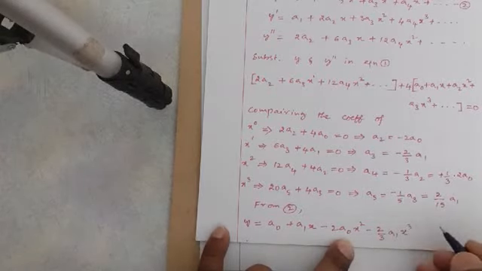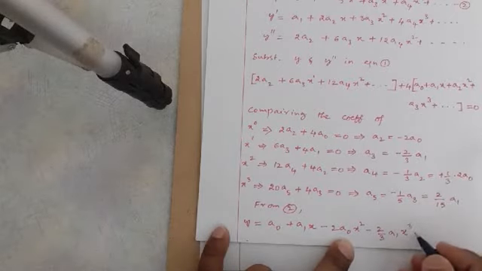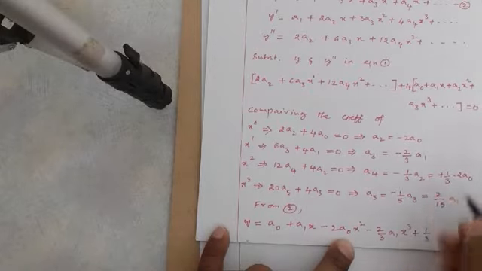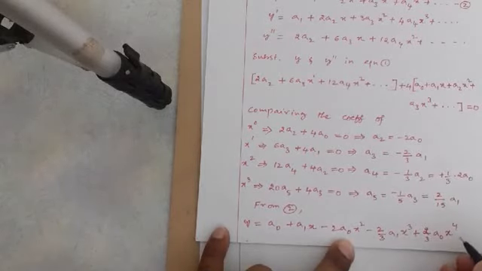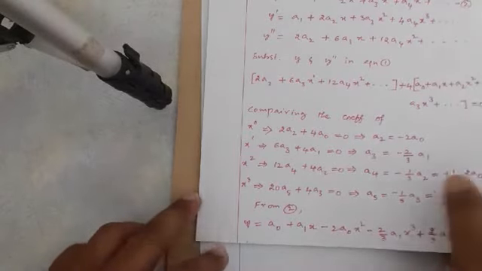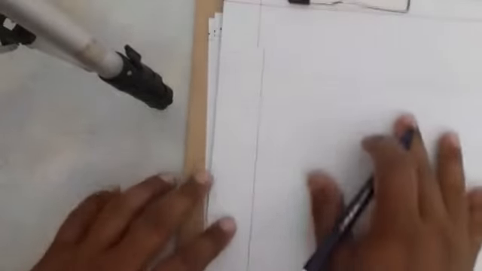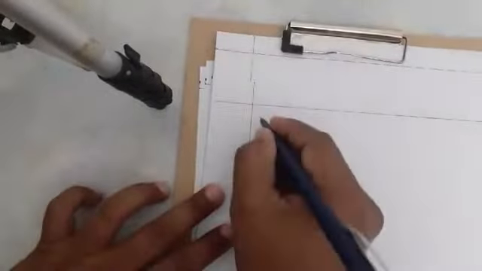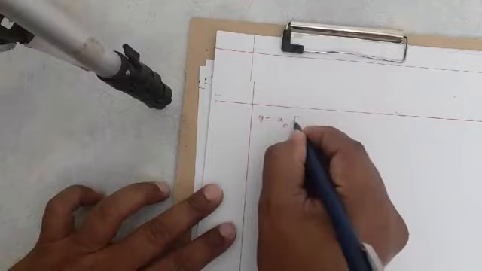Then we have a4 x power 4. a4 x power 4 is nothing but this one. Here we have positive sign, so we write plus 1 by 3 into 2, so we write 2 by 3 a naught x power 4. Then plus and so on. So after this, when you separate a0 and a1 terms, that is nothing but the solution of the problem. So here we write y is equal to, when you separate a0, so we take a0 terms.